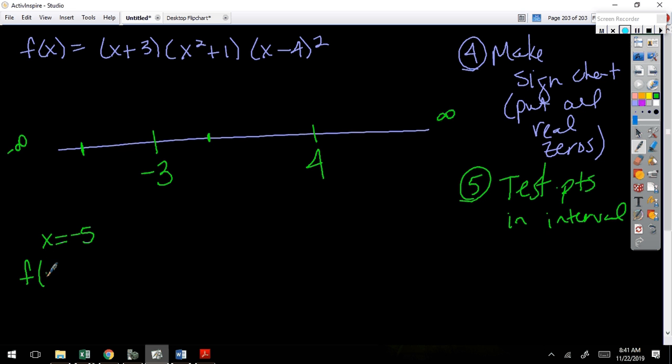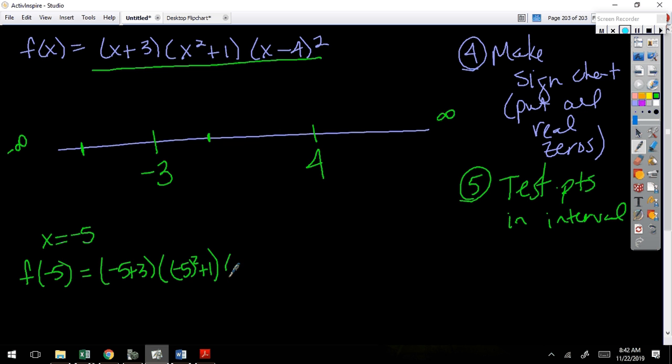All right. Let's plug in. What is f of -5? So I'm plugging in here. Now you got to watch your signs. You got to watch your order of operations as you do this. So be very careful. Have I showed y'all how to do this on the calculator? So it's like this. -5 plus 3, -5 squared plus 1, -5 minus 4, squared. Remember, I just want to know, is it going to be positive or negative?